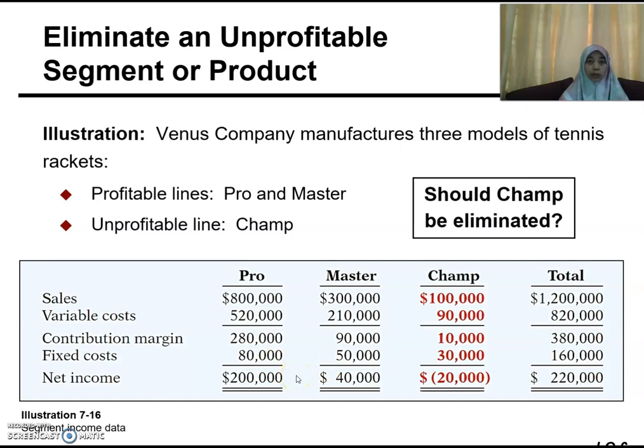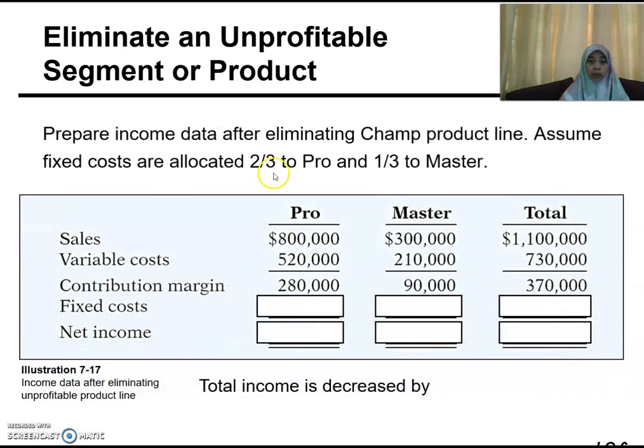So this one, how do I get the figure? From the question. You can refer to your textbook. In your textbook, it is mentioned that if this item is being eliminated, then the 30,000 will be shared between Pro and Master in the ratio of 2/3 and 1/3. So 2/3 of 30,000 gives you 20,000.